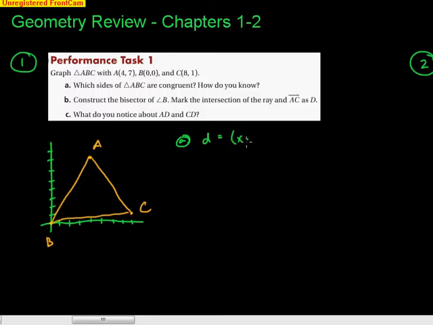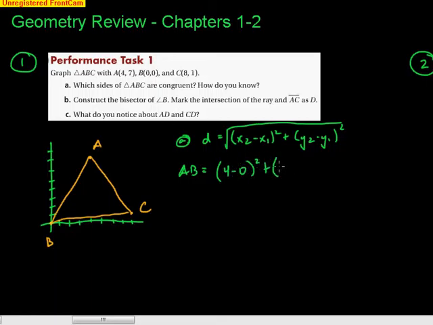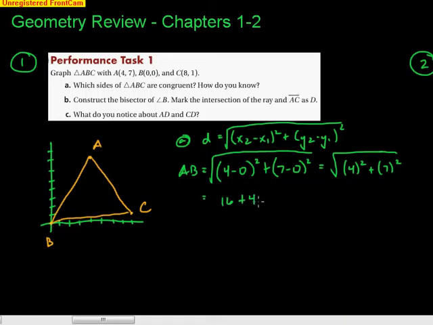So I'm going to use the distance formula. Distance equals the square root of (x2 minus x1) squared plus (y2 minus y1) squared. So let's find AB first. Again, I'm going to use A and B's coordinates. So let's use the x's, 4 minus 0 squared plus, and now the y's, 7 minus 0 squared. That's going to be the square root of 4 squared plus 7 squared. Notice my parentheses. That equals 16 plus 49, which is the square root of 65. And if you would like a decimal, the square root of 65 is roughly 8.1.